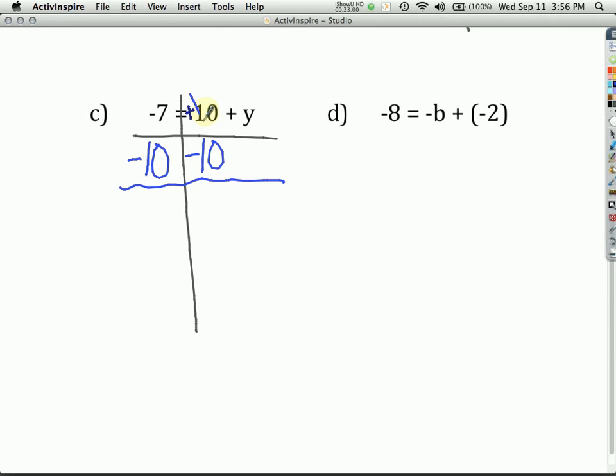This will cancel out. And we are left with y equals, what's negative 7 minus 10? Negative 7 minus 10. Sebastian in the back. Very good. Negative 17.